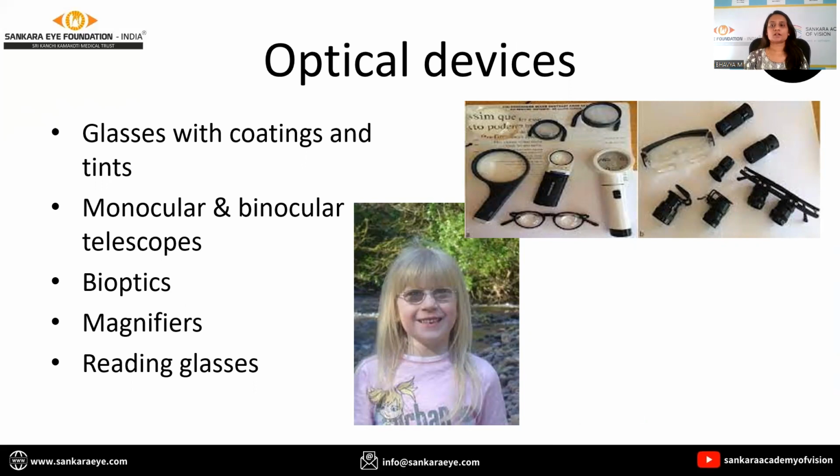So one of the major management strategies involves correcting of patients' refractive errors. So that is, we prescribe them appropriate glasses and also the coatings and tints which the patient prefer. And we also have telescopes for distance optical devices, that is, we have monocular and binocular telescopes. We also have bioptics, which is introduced newly, and the magnifiers which help the patient to read small print sizes, and also the reading glasses. So all these optical devices will actually help the patient in overcoming their day-to-day activities, and also viewing at a distance and reading becomes easier using these optical devices with the help of training.